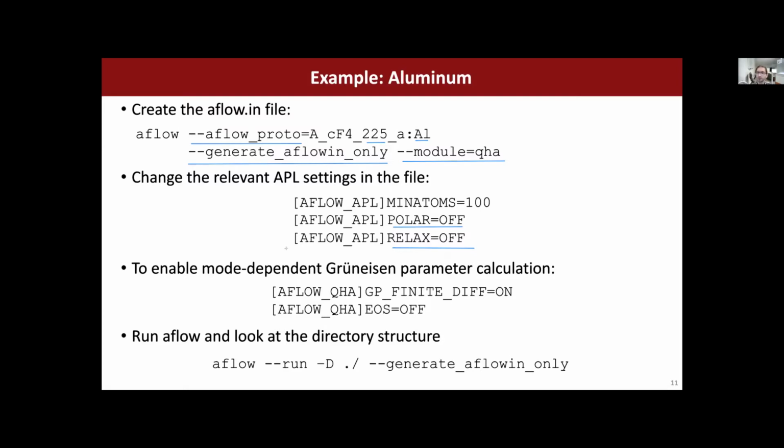We have two different modes of QHA calculation. One is when you just calculate the Grüneisen parameter, and you can enable it with GP finite diff and setting it to on. Another flavor, which I will talk about later, is when you actually do an equation of state calculation, and then you can extract other thermodynamic properties like bulk modulus, thermal expansion, and so on. Once you're ready with changing your AFLOW file, you can do a run with the aflow run generate AFLOW only command.